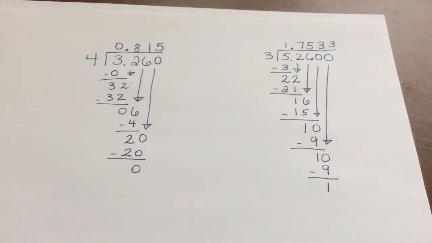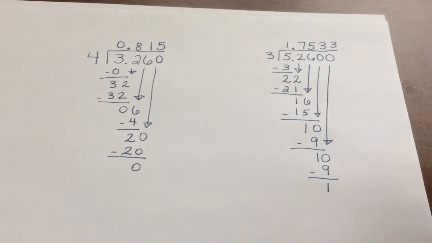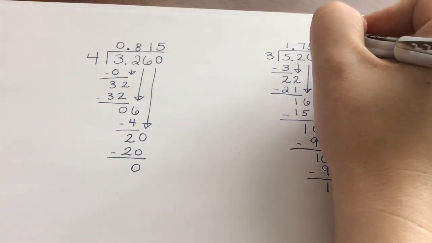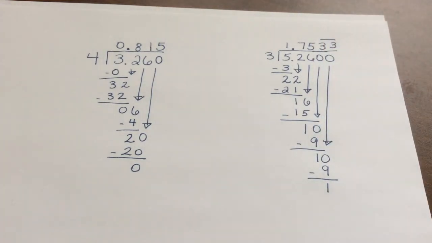Now, we could repeat doing this over and over again, but that doesn't make sense because all we're going to do is keep getting the same answer. So what we can do is draw the bar over top of the 3's, indicating that the 3's will repeat and never end.